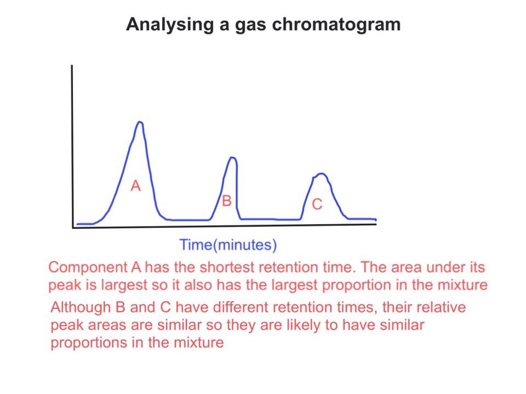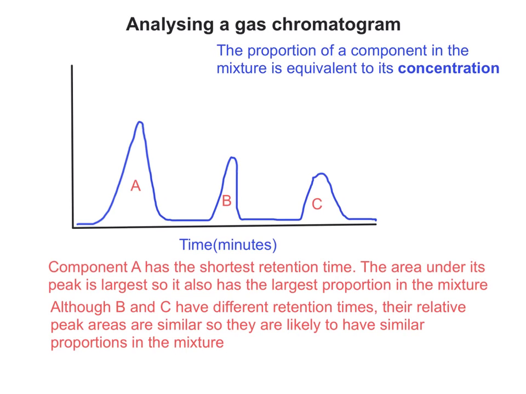So looking at the peaks for A, B and C, it's clear that A has the shortest retention time. It also has the largest area under its peak, so it therefore has the largest proportion in the mixture. B and C will have different retention times, but their peak areas are fairly similar, so they'll have similar proportions in the mixture. So the proportion of a component in the mixture is equivalent to its concentration. And if we approximate the area under a peak to concentration, we can do a calibration curve for a substance within a mixture.